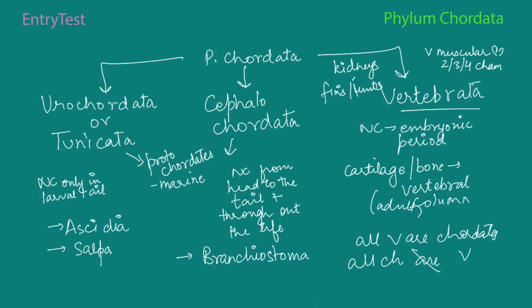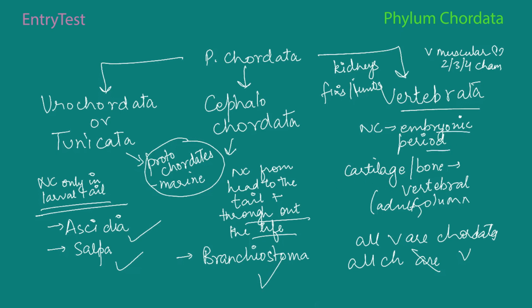So let's quickly revise the difference between these three subphyla with the help of this diagram that we've already made. Urochordata or Tunicata and Cephalochordata are commonly known as protochordates, and they are all marine. Under Urochordata, the notochord is present only in the larval tail, not in all stages, and examples are Ascidia and Salpa. In Cephalochordata, the notochord is present from the head to the tail throughout life. Example is Branchiostoma. And the third one is Vertebrata, which has a notochord only in the embryonic period. In the adult, it is replaced by a cartilaginous or bony structure called the vertebral column.